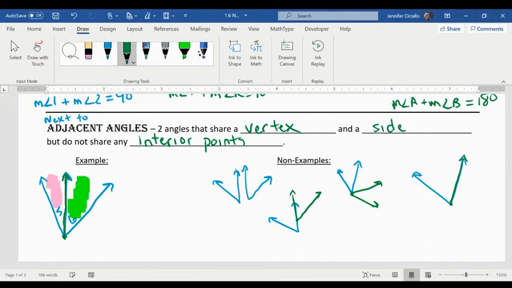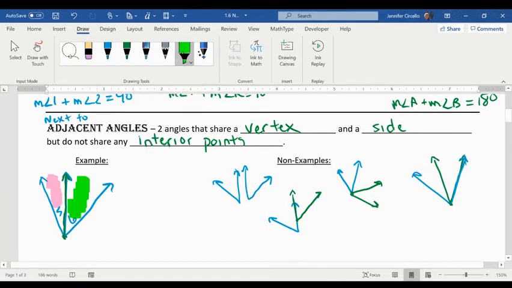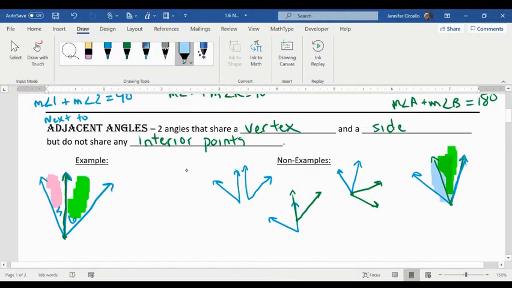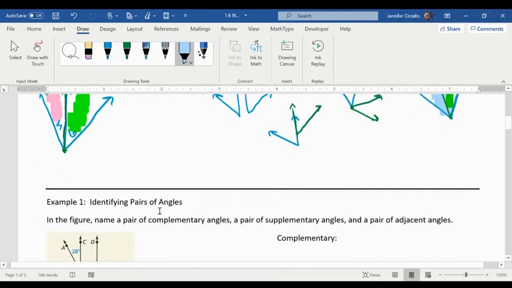It shares the vertex, but it's right here. Remember, the other one had a side right here. So they share this side that's both blue and green. The problem here is that they share some interior points. The interior of the green angle is this part, and the interior of the blue angle is this part. And you can see there's some overlap there. So that's the problem. They share interior points. Okay, so let's start talking about some examples here.